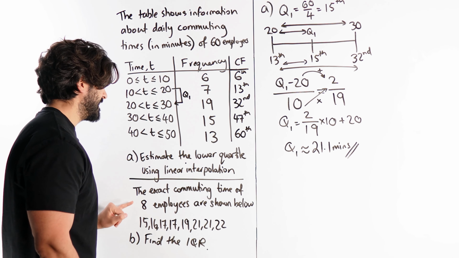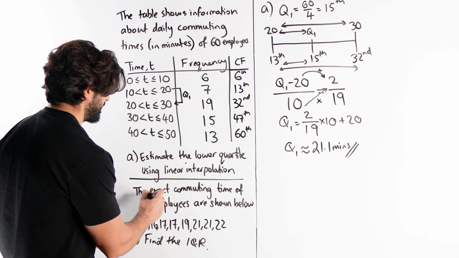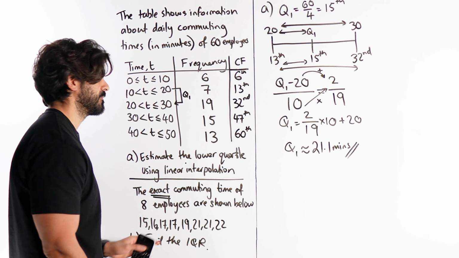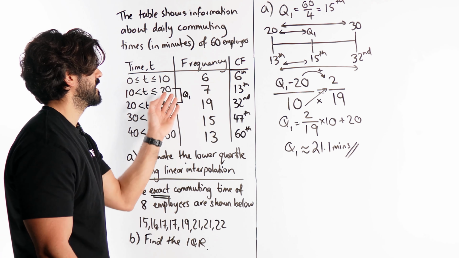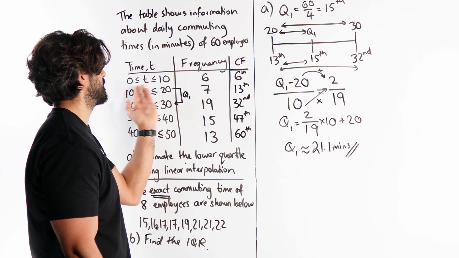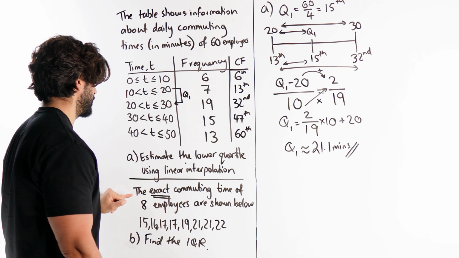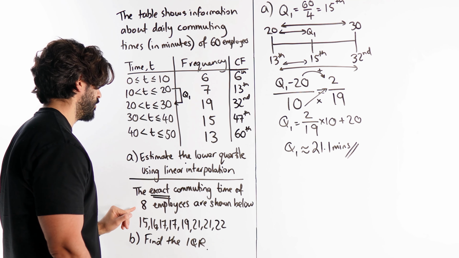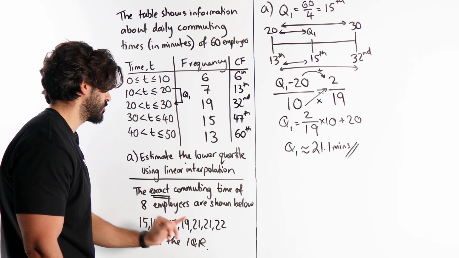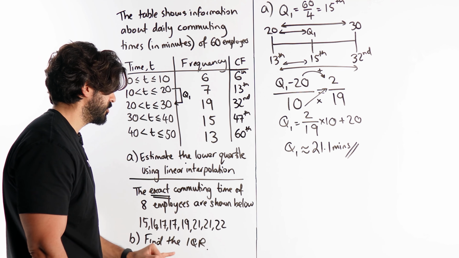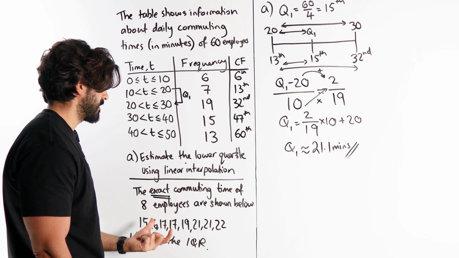However, the exact commuting time, exact meaning listed data, this is now discrete data. They're giving you the times. The grouped table was an estimate, because we don't know how these 6 people are distributed within this group. So the exact commuting time of 8 employees are shown below. Find the IQR, the interquartile range. So we need to work out Q1 and Q3, and subtract them.